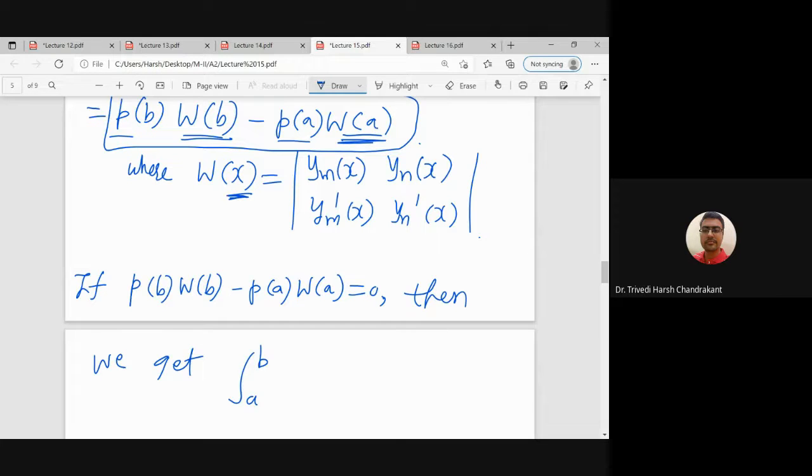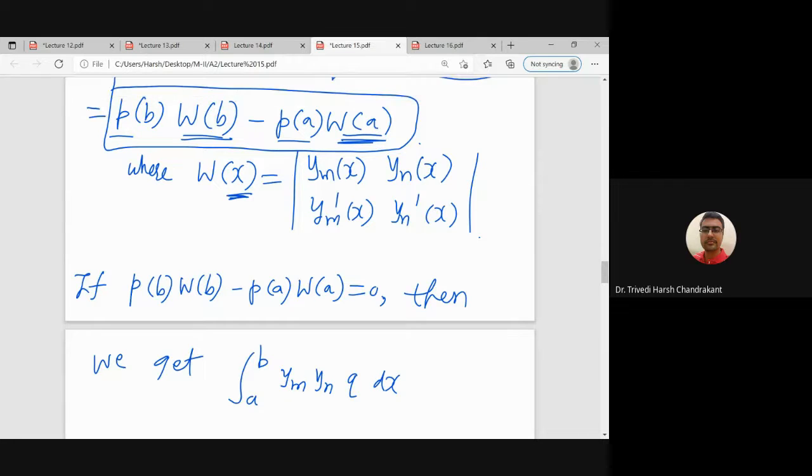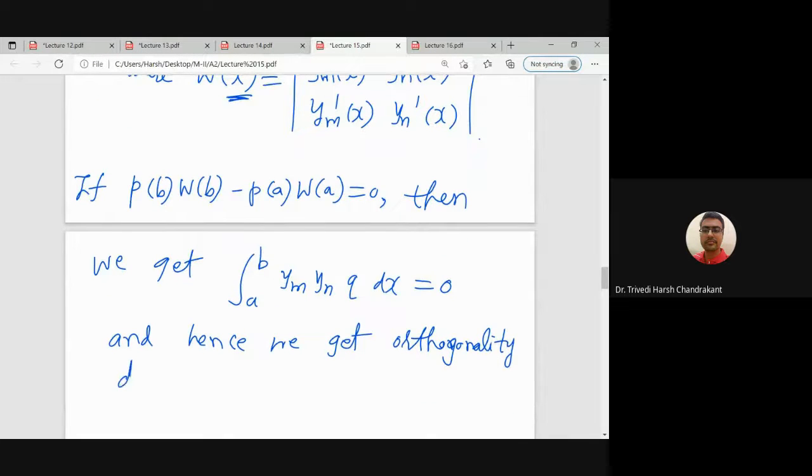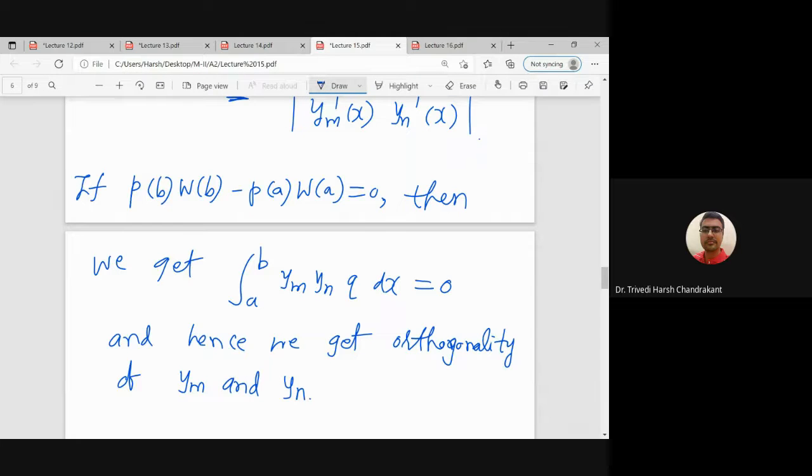So the integral of ym yn up to this function q dx is equal to 0, and hence we get orthogonality of the ym and yn functions, right? And what are ym and yn? Ym and yn are the eigenfunctions.